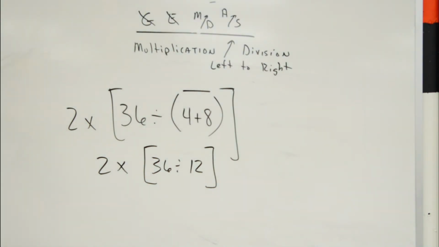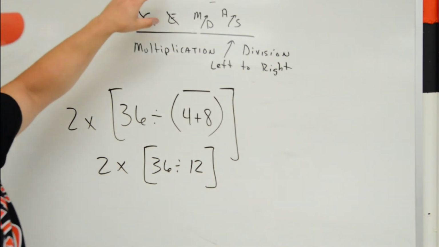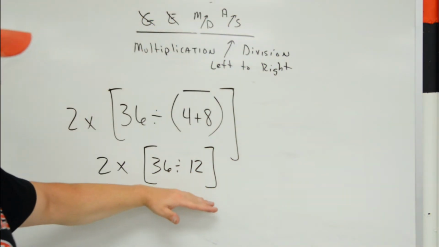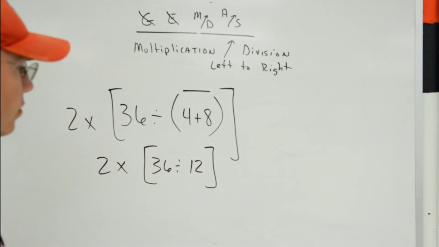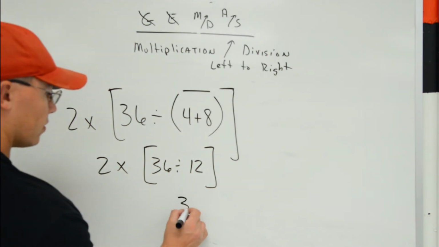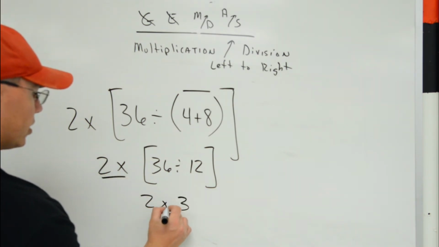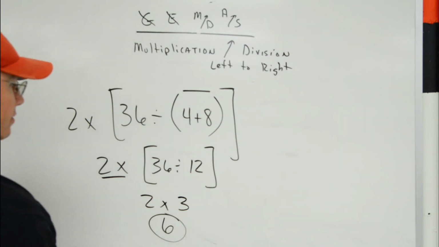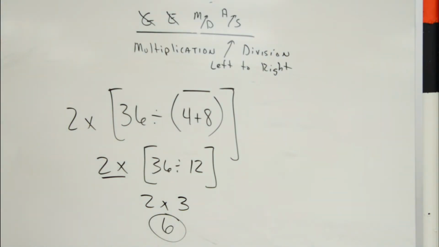Okay, so we still got a grouping sign. The grouping sign goes before anything else. So because it's in our brackets, we do 36 divided by 12, which is going to give us 3. And we're going to bring down the 2. 2 times 3 gives us 6. Okay?